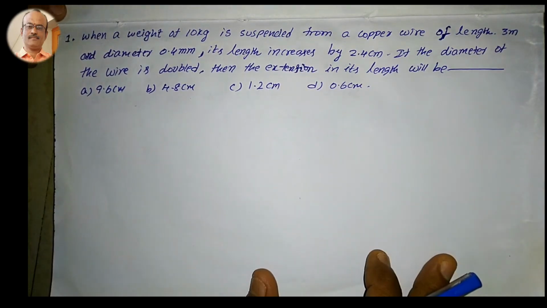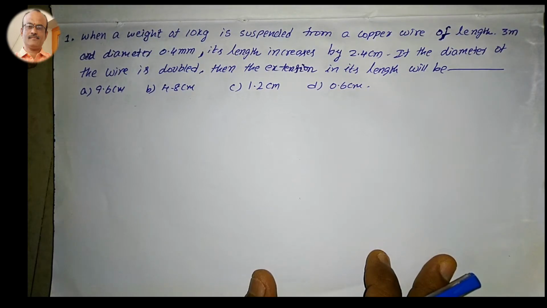Now the question number 1. When a weight of 10 kg is suspended from a copper wire of length 3 meters and diameter 0.4 millimeter, its length increases by 2.4 centimeters. If the diameter of the wire is doubled, then the extension in the length will be how much?